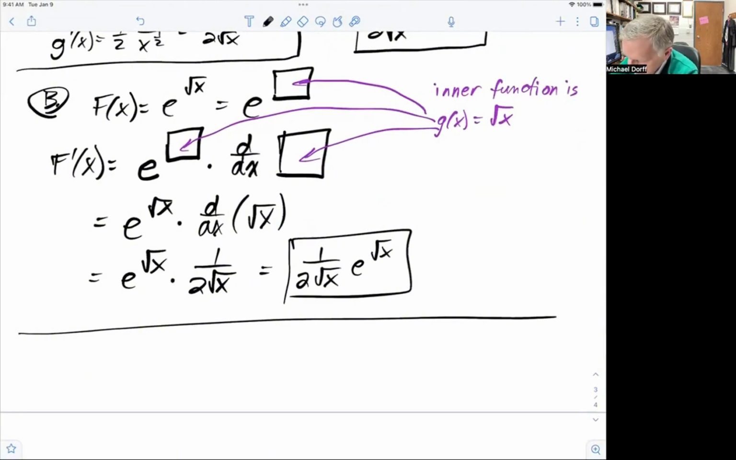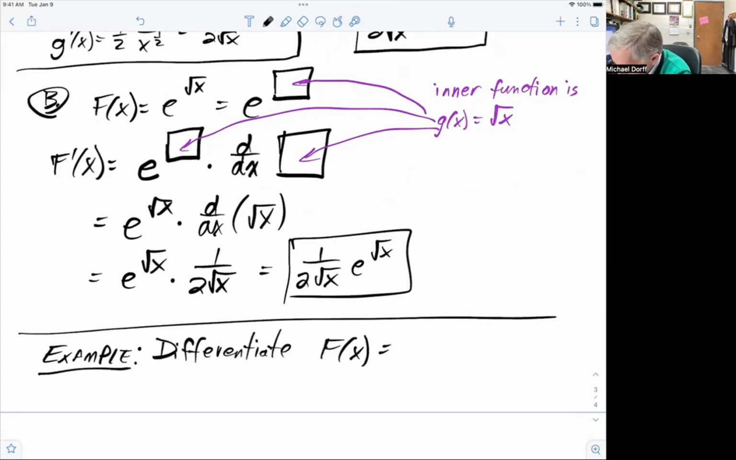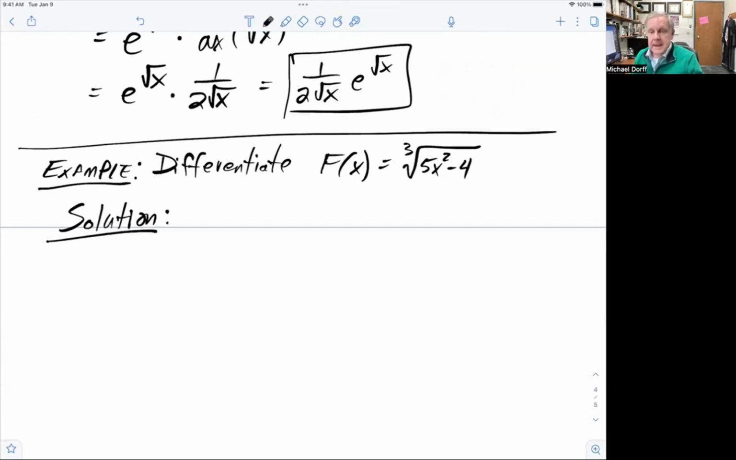So let's do another example. We're going to differentiate capital F of x, which is the cube root of 5x squared minus 4. I look at this one, and it's more complicated. I can't use the power rule on this. Can't use the product rule. Can't use the quotient rule. It's more complicated, but I can write this capital F as the composition of two functions.